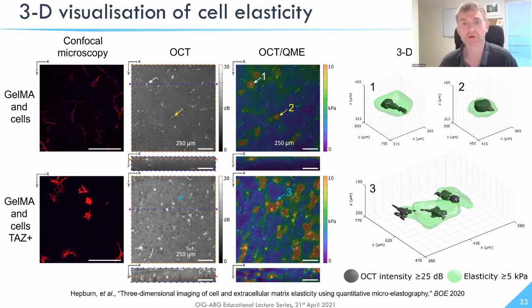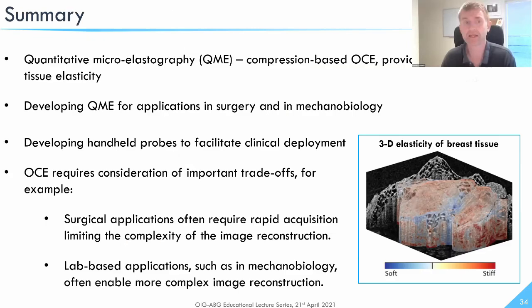But just to summarize, we've spoken a lot about our compression-based OCE technique, which we call quantitative microelastography. We're mainly focused in 2 areas to develop applications for surgery, initially in breast cancer and also in mechanobiology. From a technical perspective, our main developments ongoing are these handheld probes. We really want to get the same image quality from the probes as we have on the benchtop, and also, as I mentioned, then to try to go to really high resolution elastography.